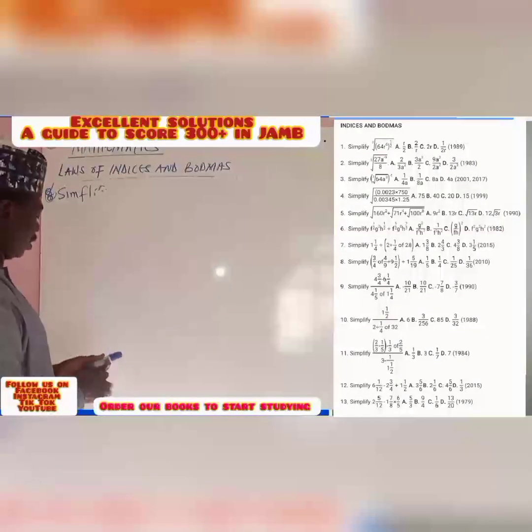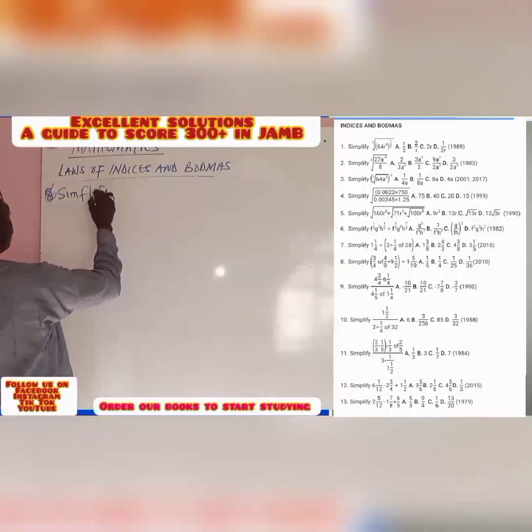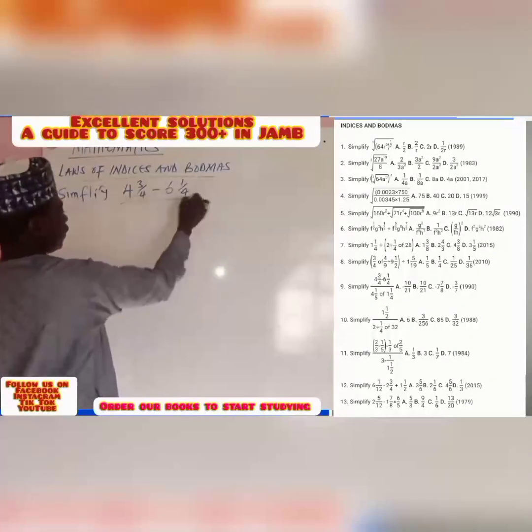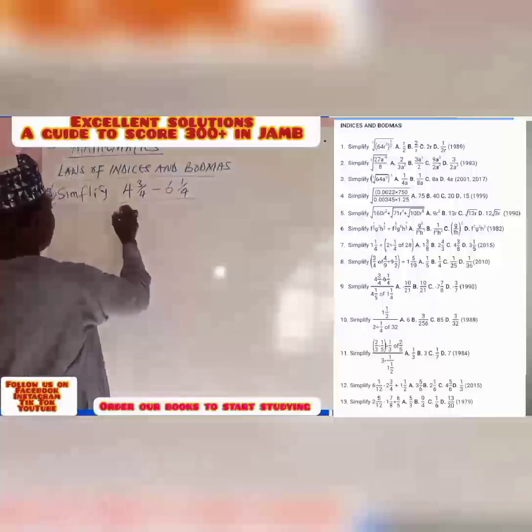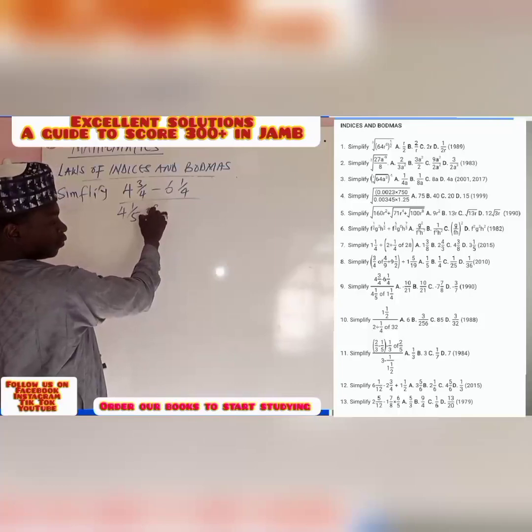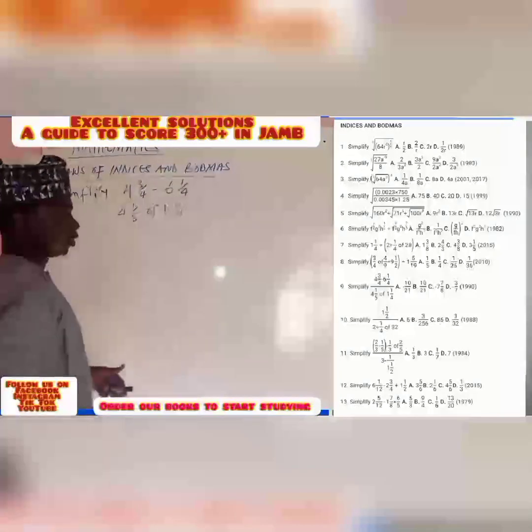Our next question here is question 9. Our question 9 says simplify 4 whole number 3/4, minus 6 whole number 1/4, divided by 4 whole number 1/5, then of 1 whole number 1/4. This is what our question 9 says, and this question 9 is a question of 2010.